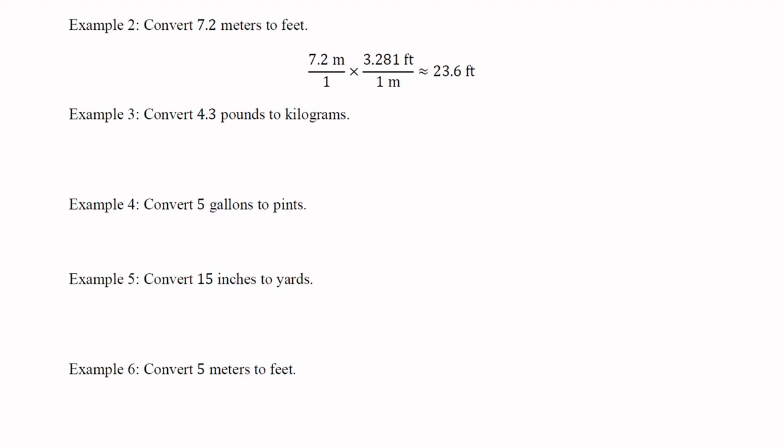And here you'll notice that I'm using the wavy equal sign here. That's because this is an approximate answer. This was rounded to 1 decimal place.